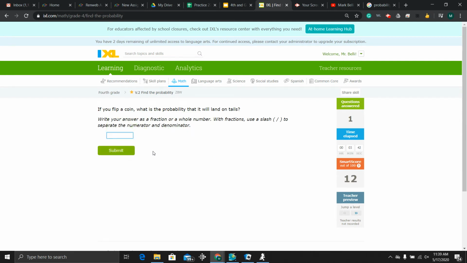Let's try a couple more problems. If you flip a coin, what is the probability that it will land on tails? Write your answer as a fraction or a whole number. Well, again, we've kind of done this problem already. The favorable outcome, the coin most likely has only one tails side. Put our fraction bar, and there are two possibilities, heads or tails. So our probability is 1/2.